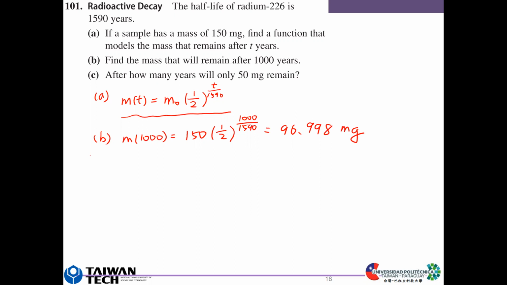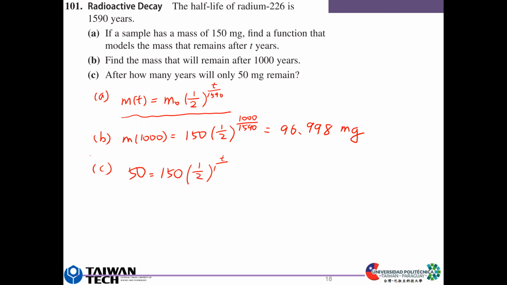Yeah, it's almost 97 mg. Yes, this answer is correct. And then after how many years will only 50 milligram remain? So for problem C, what remains is 50 milligram, and the initial mass is 150 milligram, and this is 1/2.